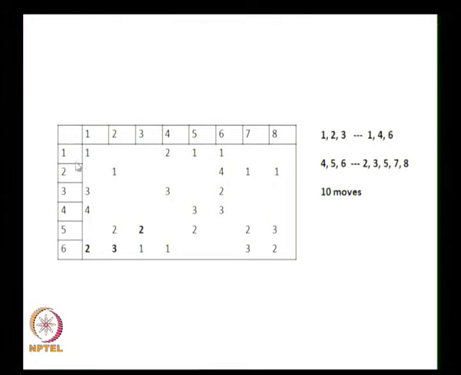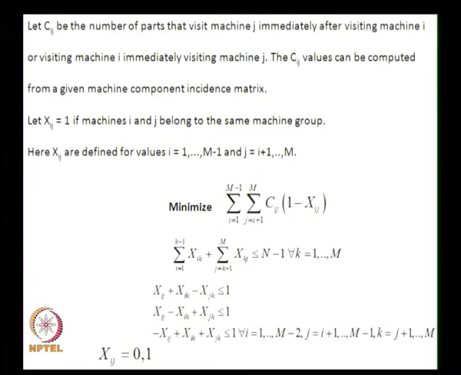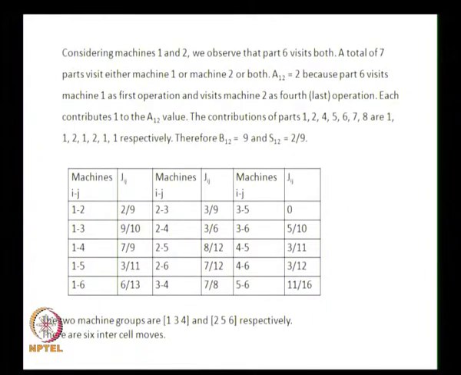So, it contributes 1 because it is the first machine, 1 as the first machine, contributes 2 because it visits this as an intermediate one. So, 1 plus 1 2 plus 2 4 plus 1 5 plus 2 from the numerator 7, 1 8, 1 9. 1 contribution is 1 because it visits M2 as the first machine. So, the similarity coefficient is 2 by 9.